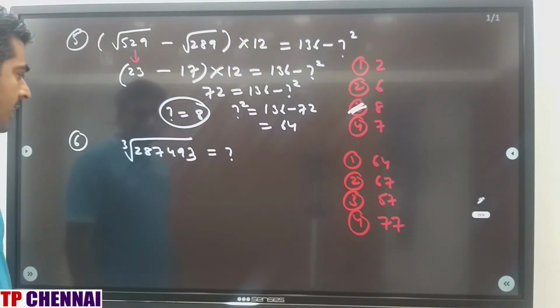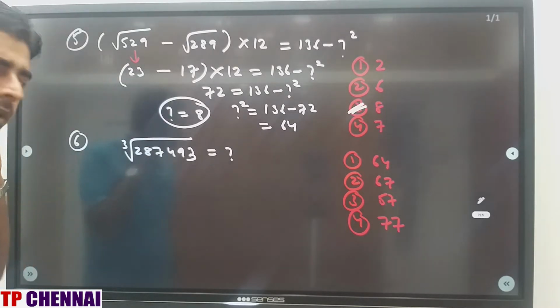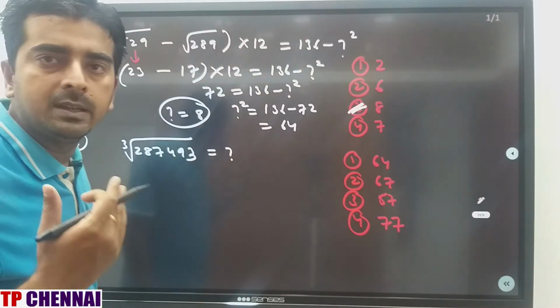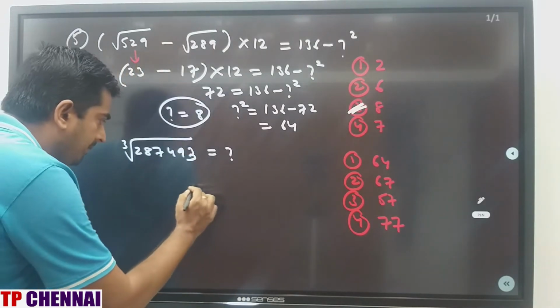Next one, they have asked to calculate the cube root of 287493. So how to find out the cube root of a number? First check the last digit. So the last digit is 3. Whenever the last digit is 3, the answer ends with 7.